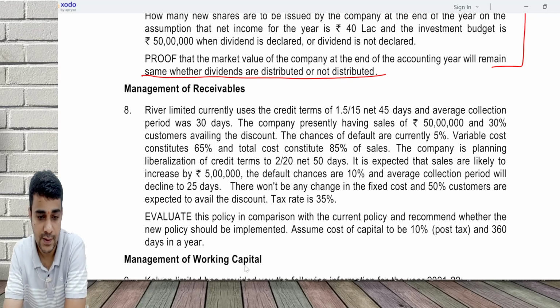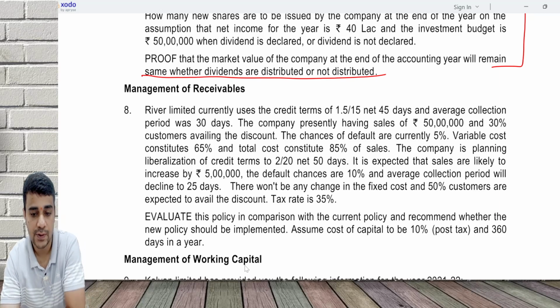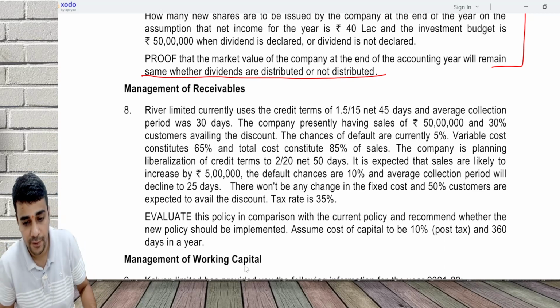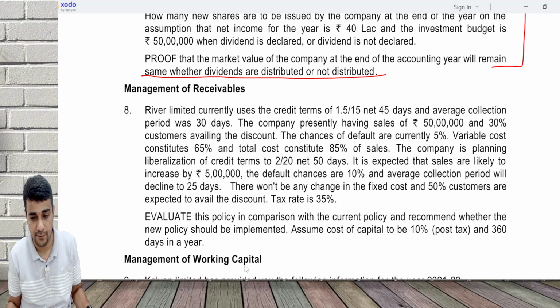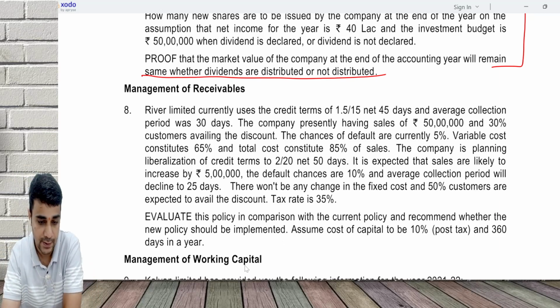Okay, let's move to the question on management of receivables. This problem is on cash discount. River Limited currently uses the credit terms of 1.5/15 net 45 days. Average collection period is 30 days. Presently having sales of 50 lakhs and 30% customers are availing the discount. Chances of default are 5%. Variable cost constitutes 65%. Total cost constitutes 85%.